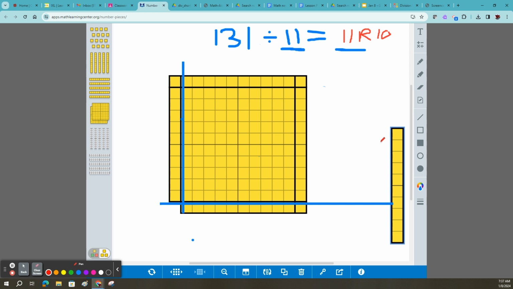Okay. So what I love about the base 10 block method is that it's visual. It shows us how many times this big area can be split up into 11. Well, this time it fit 11 times. There's 10 left over though. Okay. It's nice and visual. And when we get the blocks in our hands, now it's tactile too.